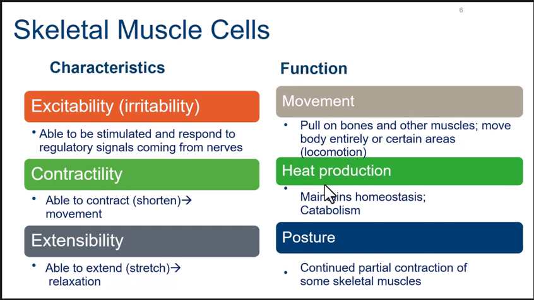Muscle cells, like all cells, produce heat by the process known as catabolism, and being able to produce heat will contribute to homeostasis of temperature in our body. And finally, posture. Having this continued, partial contraction of many skeletal muscles is going to make it possible for us to stand and sit. It's going to allow us to remain relatively stable while we're undergoing a task such as walking or running or performing other movements.